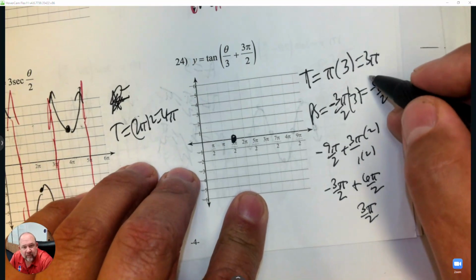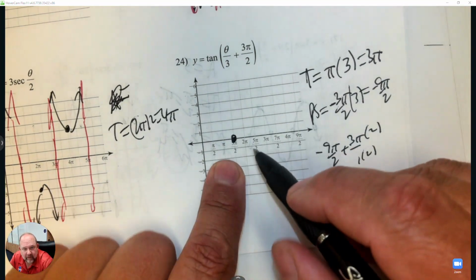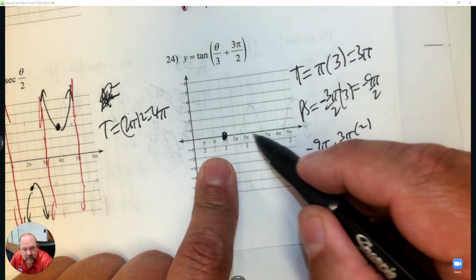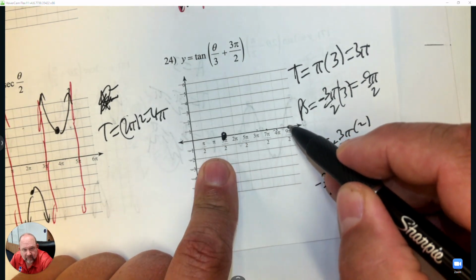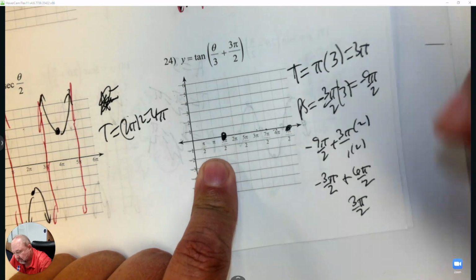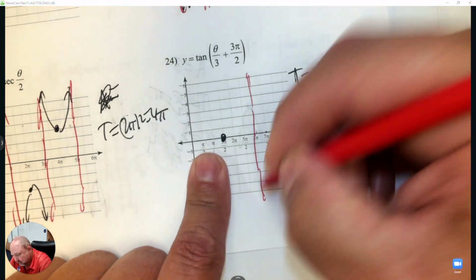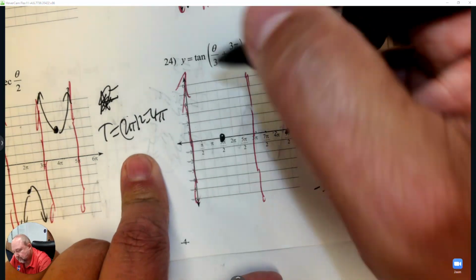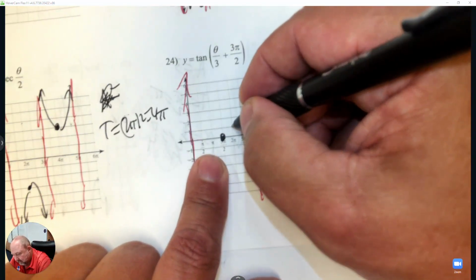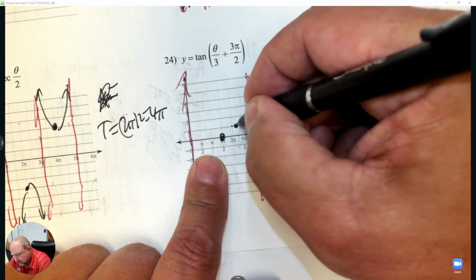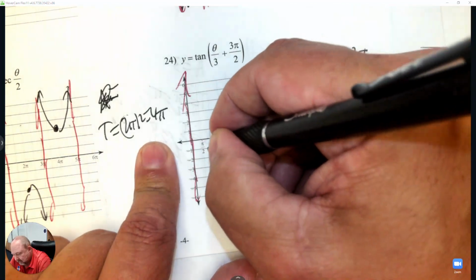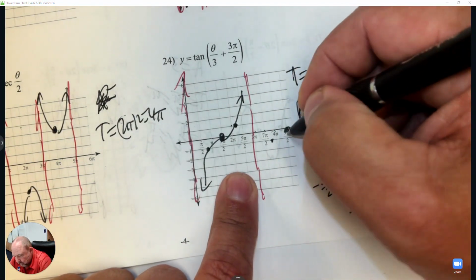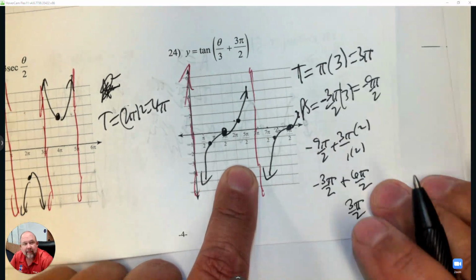And then the period is 3 pi, and so that's 1, 2, 3, 4, 5, 6. All right, exactly in the middle, 1, 2, 3. And then it goes up to the right through 1, down to the left through negative 1. And you have your graph.